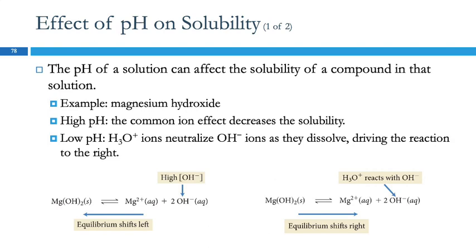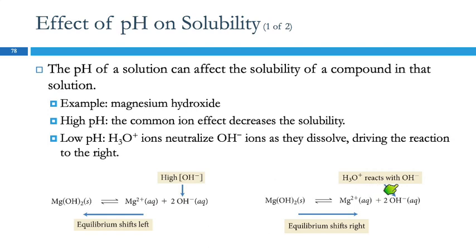pH affects solubility because pH affects the concentrations of some of the ions. So here, looking at magnesium hydroxide, magnesium hydroxide dissolves to form magnesium ion and 2 hydroxide ions. So if we are in a solution that's basic, that has a lot of hydroxide ions, that's a common ion, right? And so that's going to push the equilibrium to the left and make the magnesium hydroxide less soluble.